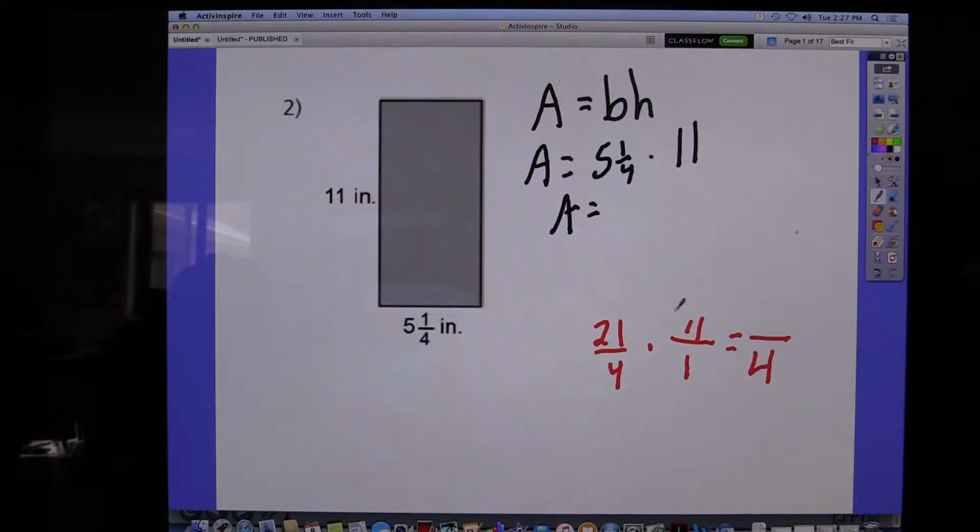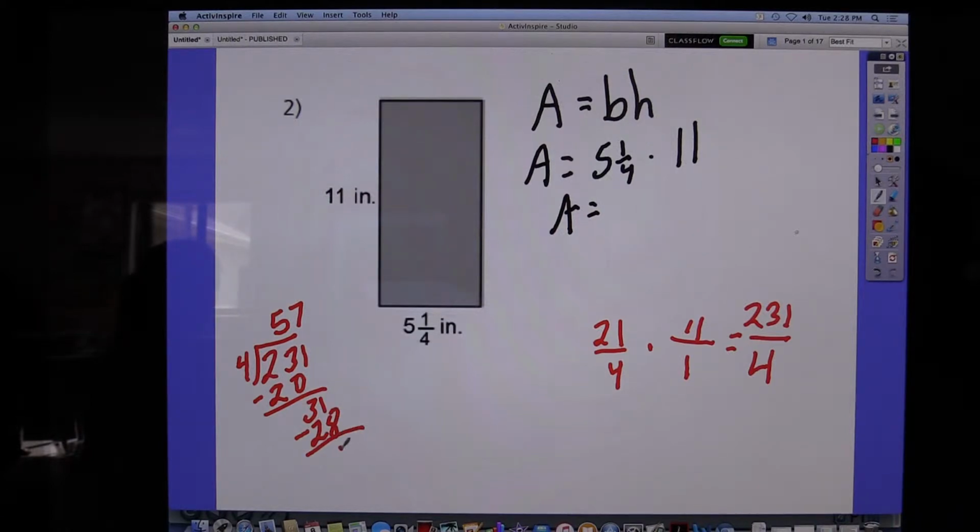If I have 21 times 11, I'm going to break this one apart. 21 times 10 will give me 210, and then another 21 would give me 231. So 231 over 4, and now I need to convert this improper fraction to a mixed number. I just have to divide my numerator by my denominator. So I'll say 231 divided by 4. I can get 5 groups of 4 out of 23, and I can get 7 groups of 4 out of 31, and that'll leave me with 3.